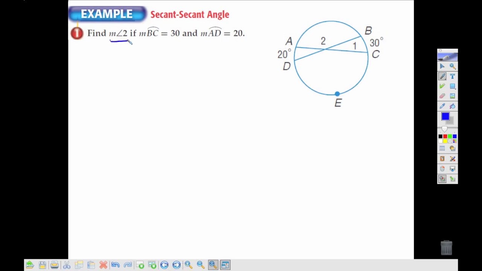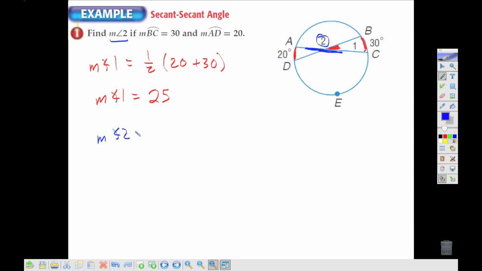Now they're asking for the measure of angle 2, but if we look at the picture, the angle that we can deal with is angle 1 because the arcs that are being cut off here and here where they cross has angle 1 in the middle here. So looking for the measure of angle 1, it'll be equal to 1/2 of the sum of the arcs, so the 20 plus 30, which would come to 25. Now this is the measure of angle 1, but we wanted the measure of angle 2, so we have to look for another relationship here. Since angle 2 is here and that forms a linear pair, we would know that the measure of angle 2 would just be 180 minus 25, giving us 155 degrees.